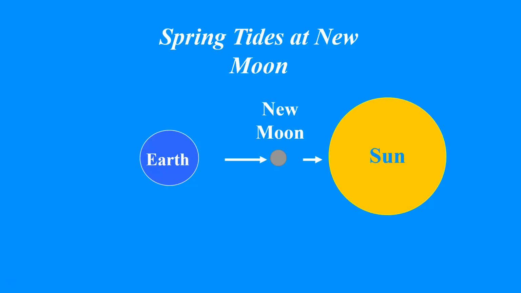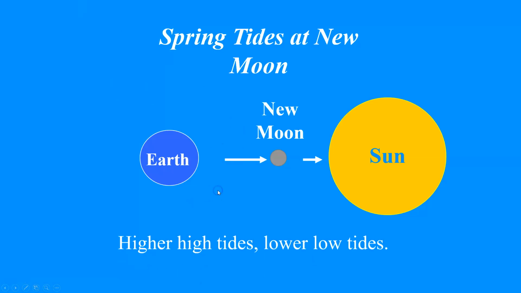Now, from low tide to high tide is 6 hours. And a full cycle of tides from high tide to high tide or low tide to low tide, that's going to be 12 hours because the Earth rotates on its axis once in 24 hours.